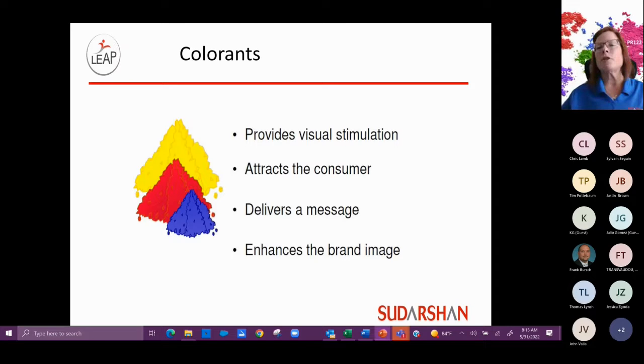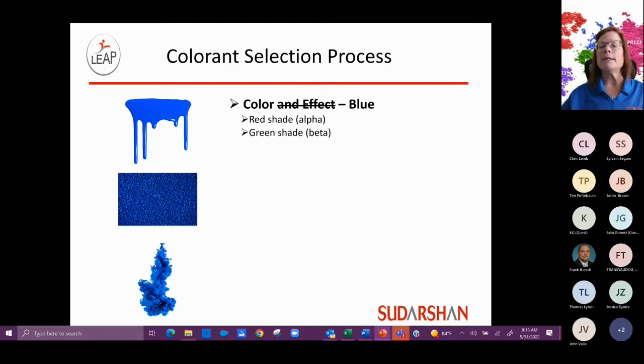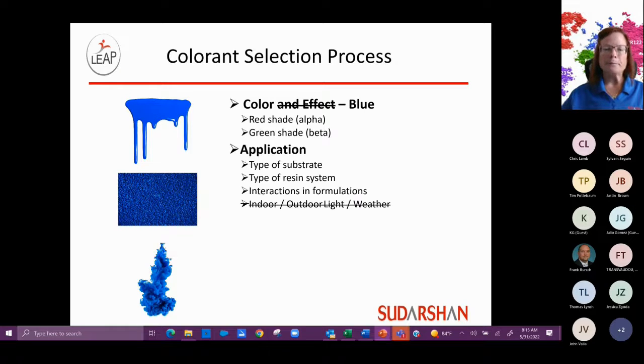So colorants provide the visual stimulation that we need. It attracts your customers, it delivers your message, and it enhances your brand image. But for phthalo blues, your color is limited. Do you want to use the red shade or the green shade? Those are your choices that are out there.